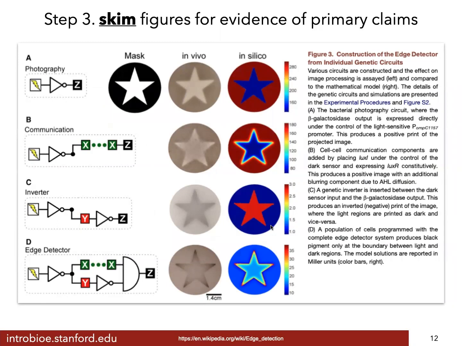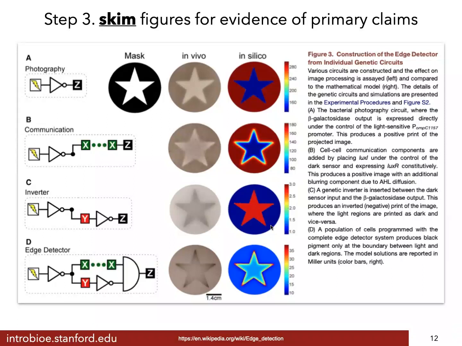I see something called an edge detector down on the bottom left, and I see an image of data that looks like evidence. And when I go and look at the figure title, Figure 3, the title is "Construction of the edge detector from individual genetic circuits." It looks like they're making an edge detector here, and they're showing us that they made an edge detector. And so the edge detector is down in D.